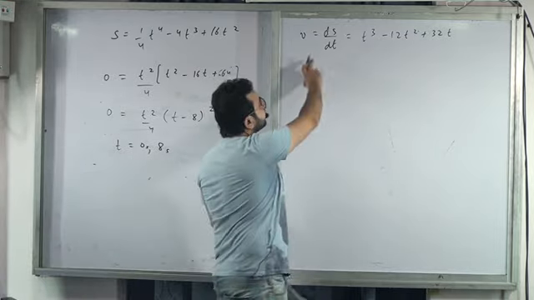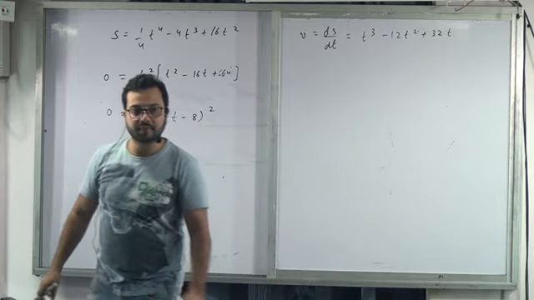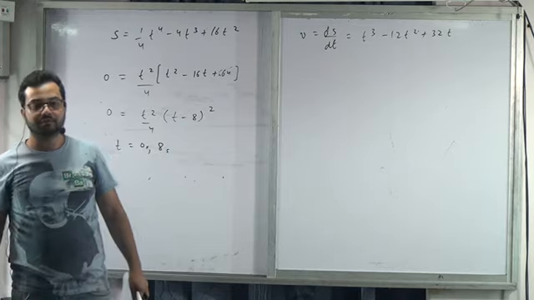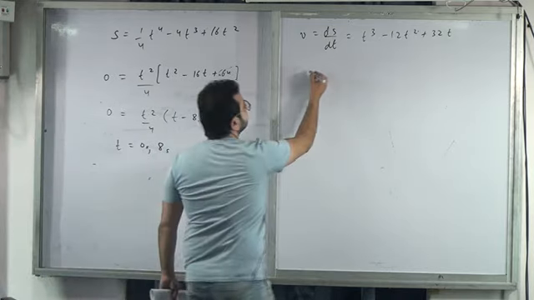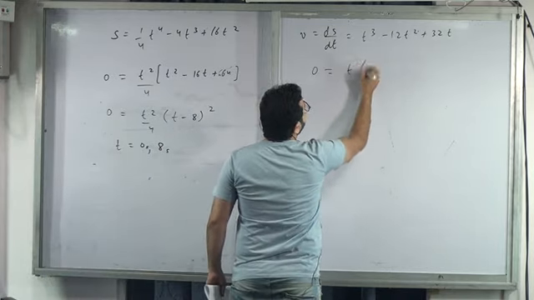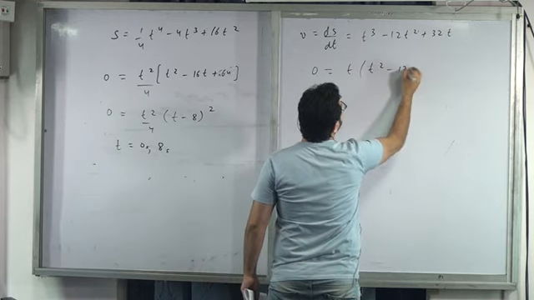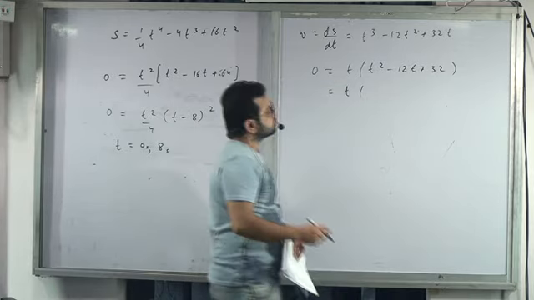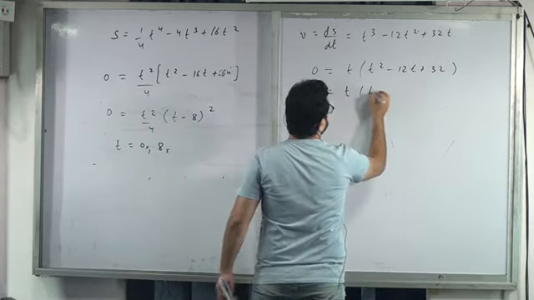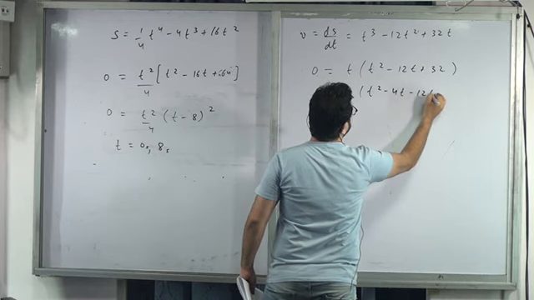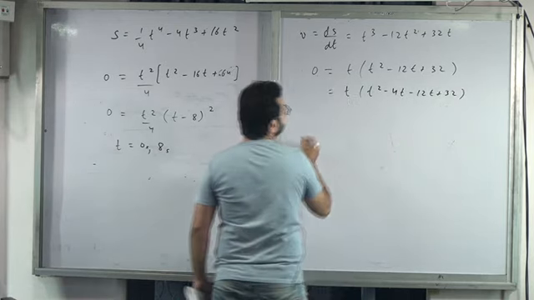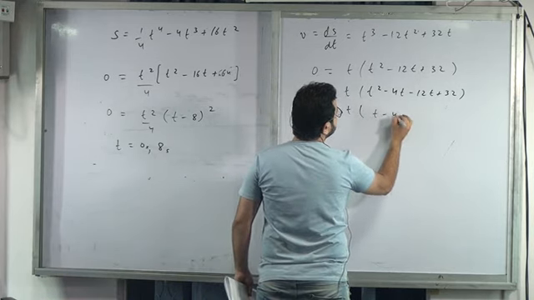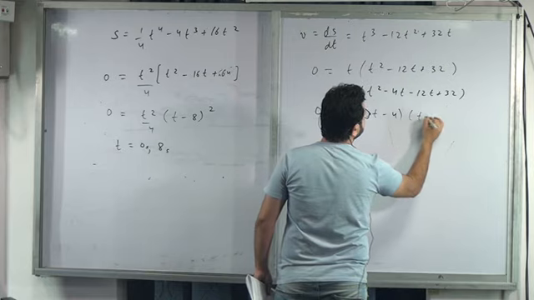Alright, so this is the velocity as a function of time. But what is being asked? At what times is the velocity 0? So what should I do? Put v is equal to 0, so that will give me, I can take t common, and that will become t square minus 12t plus 32 equal to 0. Can I factorize this? 8 and 4. So t square minus 4t minus 12t plus 32 equal to 0.